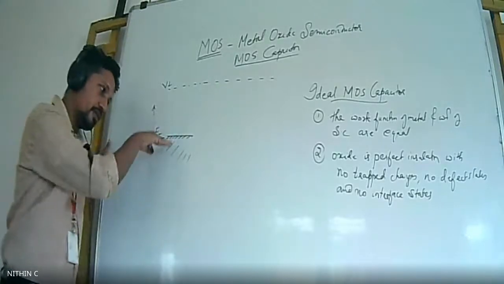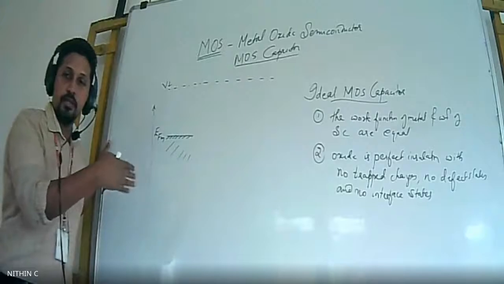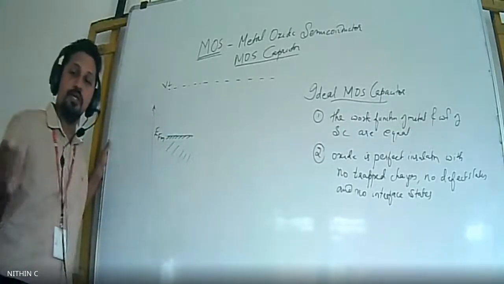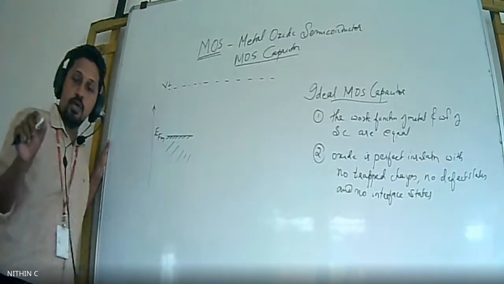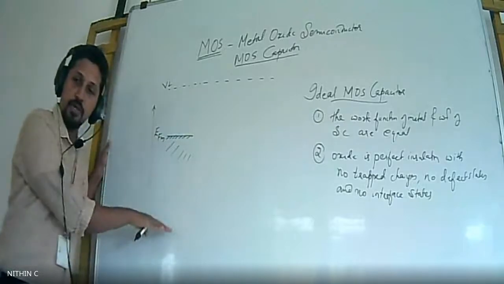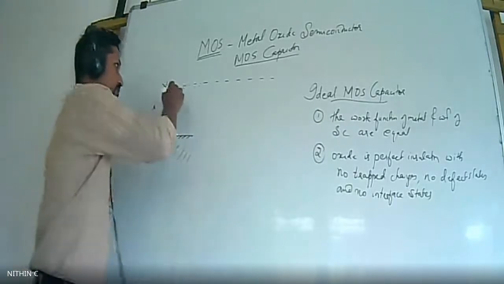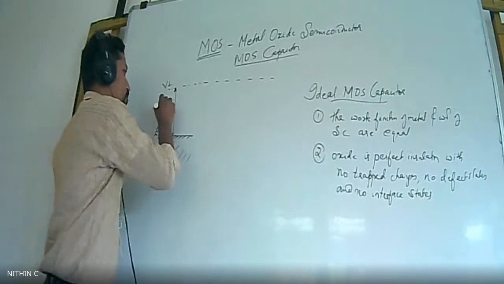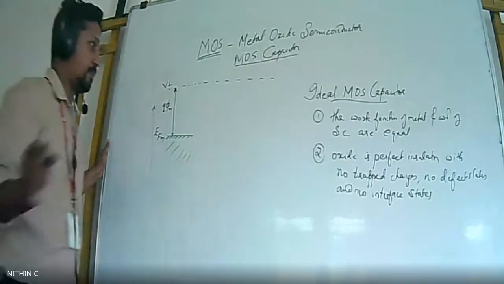Below EFM you will have electrons. EFM is the maximum energy that any electron in that particular metal can possess. Below that, you will have plenty of filled states. This difference is what we term Q phi m, which is called the work function of the metal.